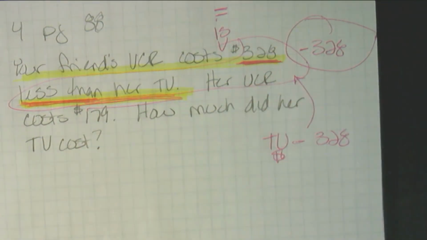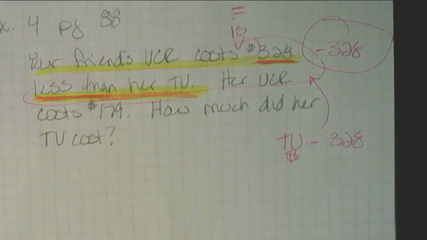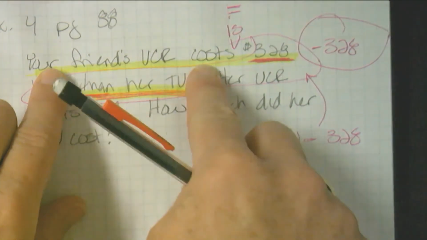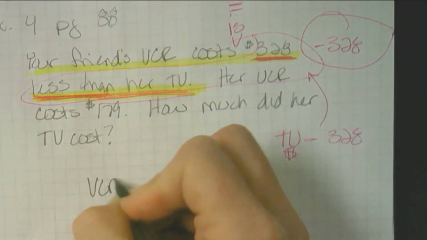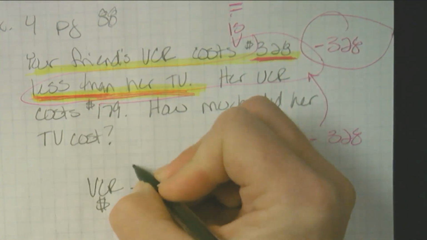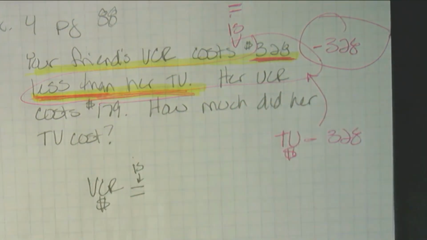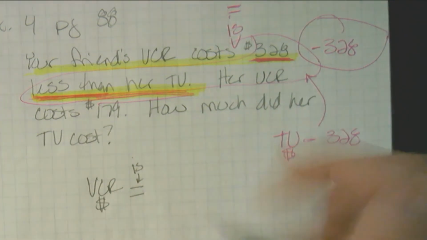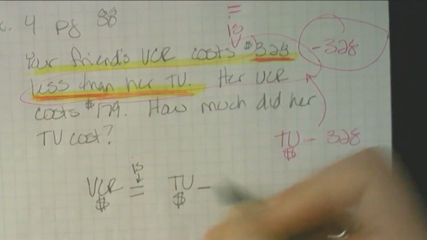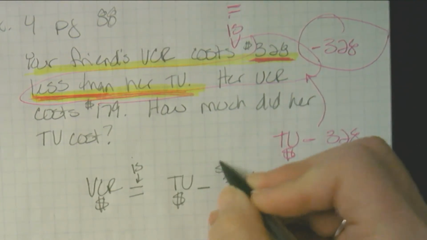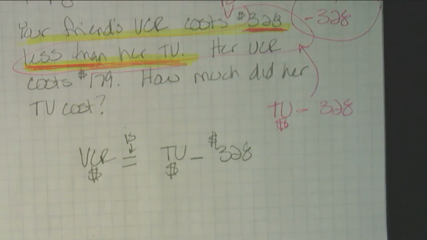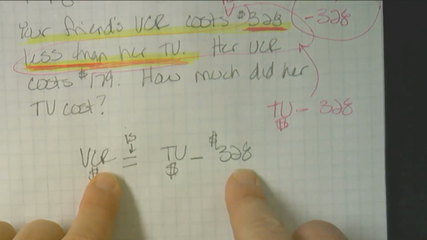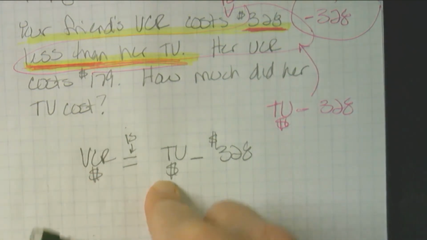Can you guys see that? Yes? So that's the beginning of her game plan. Here's the is, so the stuff before the is our whole. So this is our VCR cost equals. There's our is. The VCR cost equals our TV cost minus that $328. The friend's VCR cost is $328 less than the TV. Can you guys see that as our game plan?